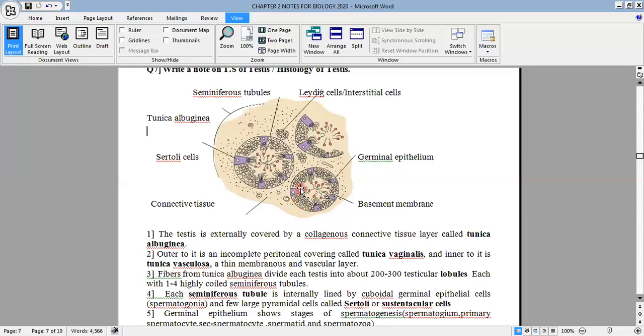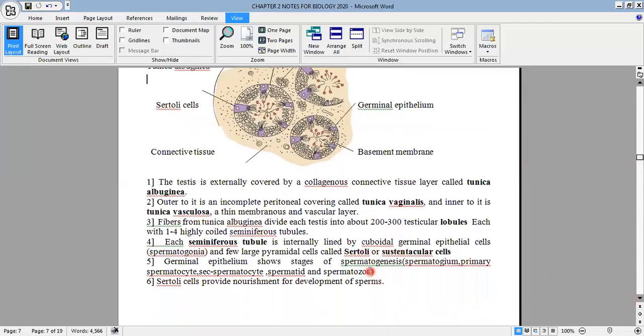In between the germinal epithelial cells, there are conical cells, and these conical cells are called Sertoli cells, also known as sustentacular cells. You can just say they are Sertoli cells. Germinal epithelium shows stages of spermatogenesis. Spermatogenesis is the process of production of sperms, which we are going to study later on. Here you can see different stages of spermatogenesis: spermatogonium, primary spermatocyte, secondary spermatocyte, spermatid, and spermatozoa.